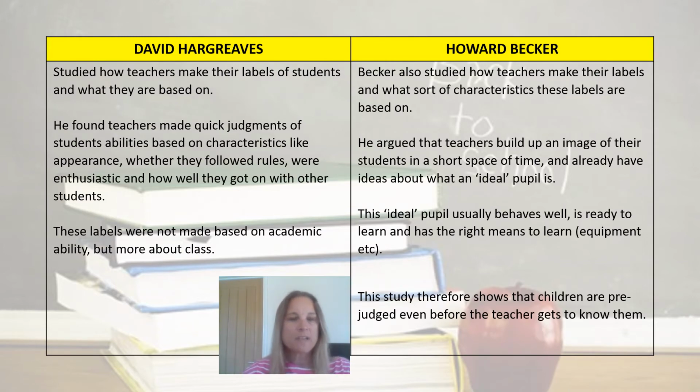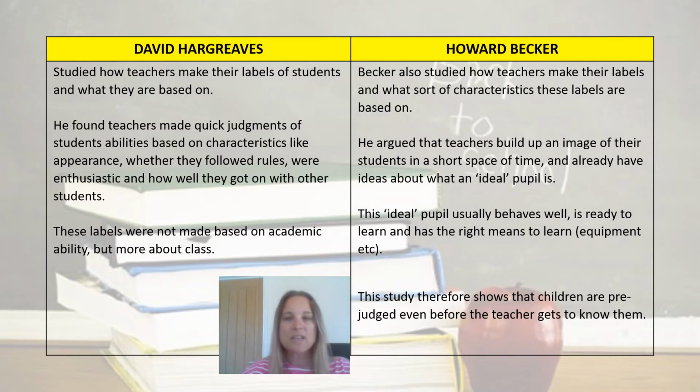So if you remember, David Hargreaves looked at how teachers make labels of students, what they base those labels on. And he found that teachers make quick judgments of students based around characteristics like their appearance, whether they follow the rules, are enthusiastic, etc. And he said these labels are not based on academic ability.